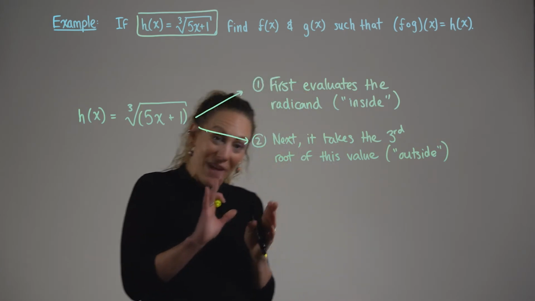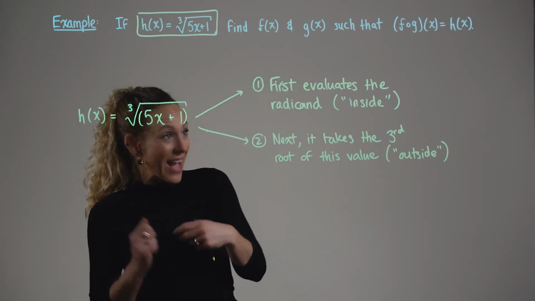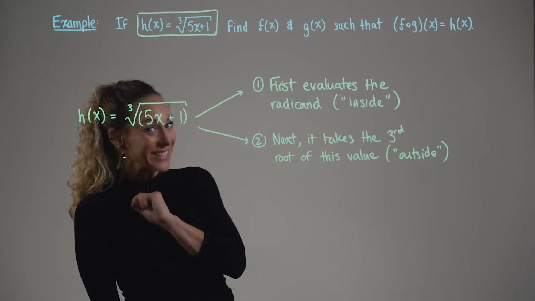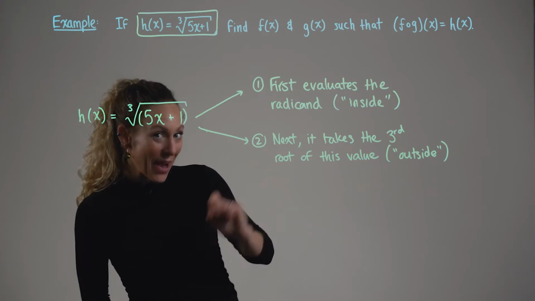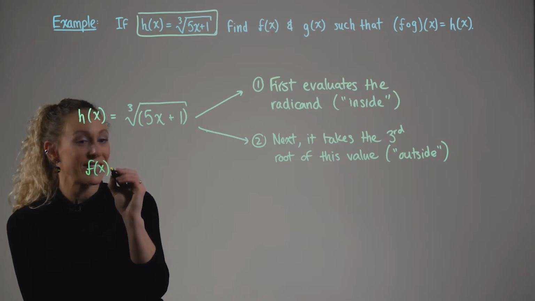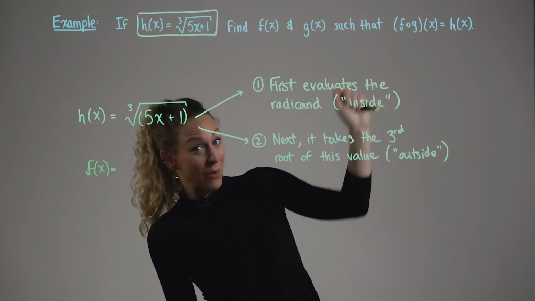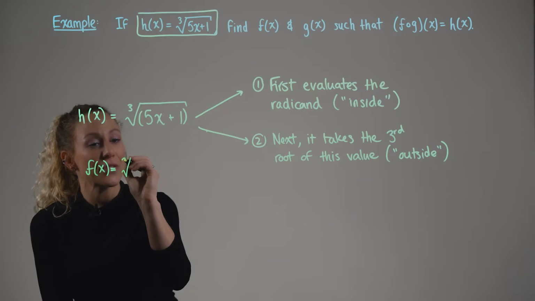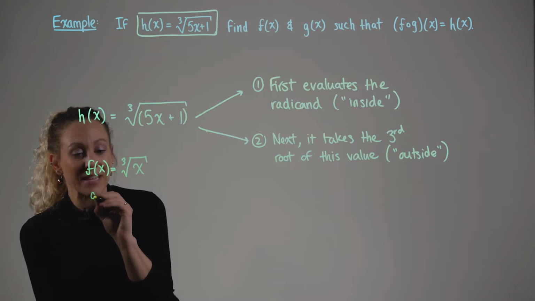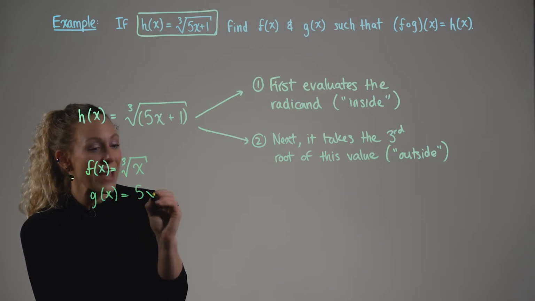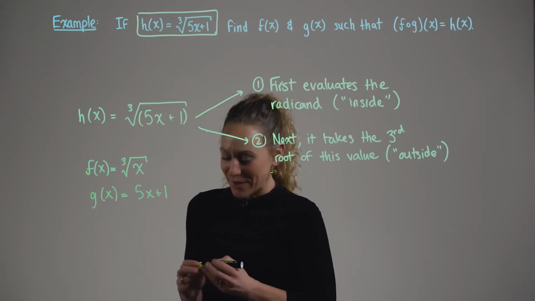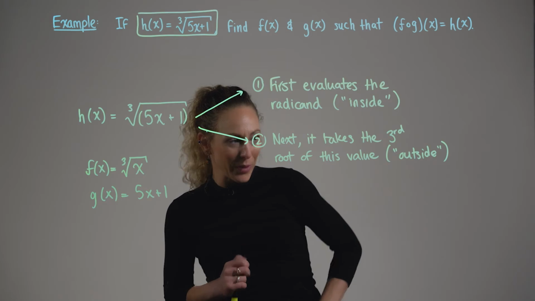So observe here, we've actually broken down the functionality of h of x into two distinct functions: a linear function, the inside, and a third root, the outside. So we can claim that f of x, in this case, the outside function of the composition we want, is going to be the third root of x, and the inside function is going to be the linear function, 5x plus 1. Now, before we assume that we have defined the correct functions, let's go ahead and check our work.